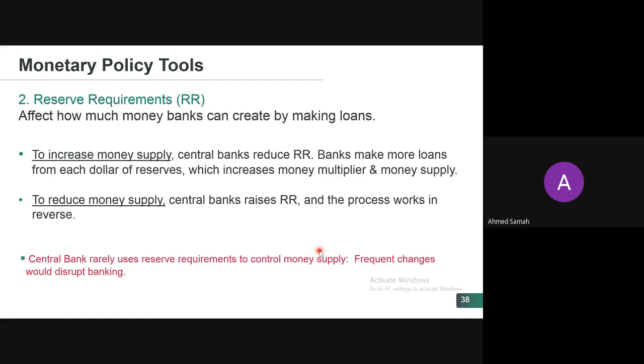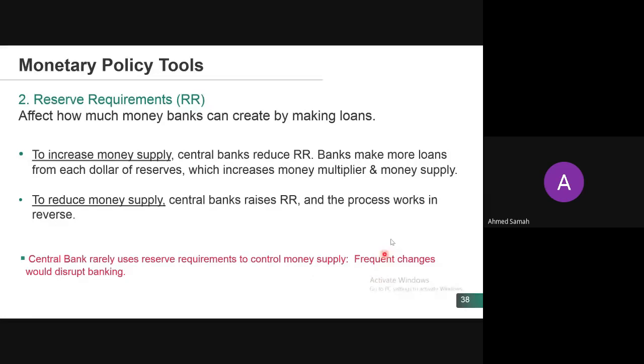So in such a case, depositors will at least get 10% of their deposits, because the commercial banks are keeping 10% as reserve requirements. So because of this regulatory side, if the reserve requirement is changed too often, there will be disruptions in banking.